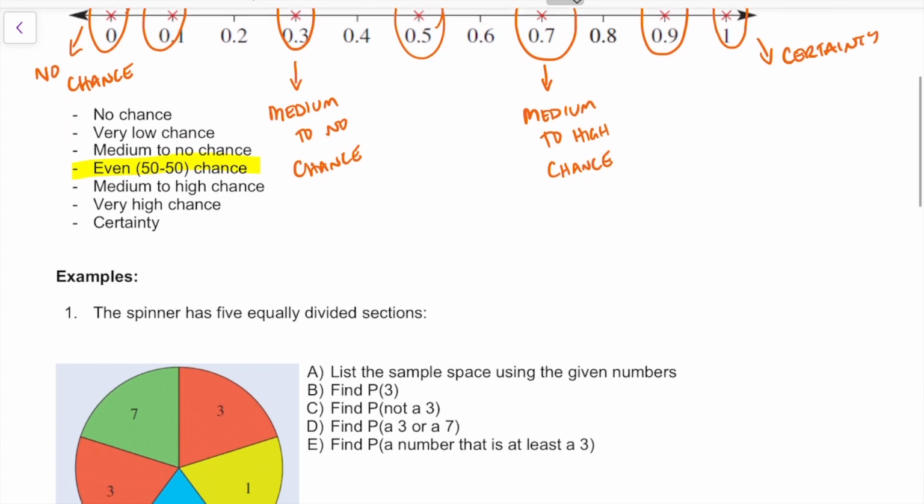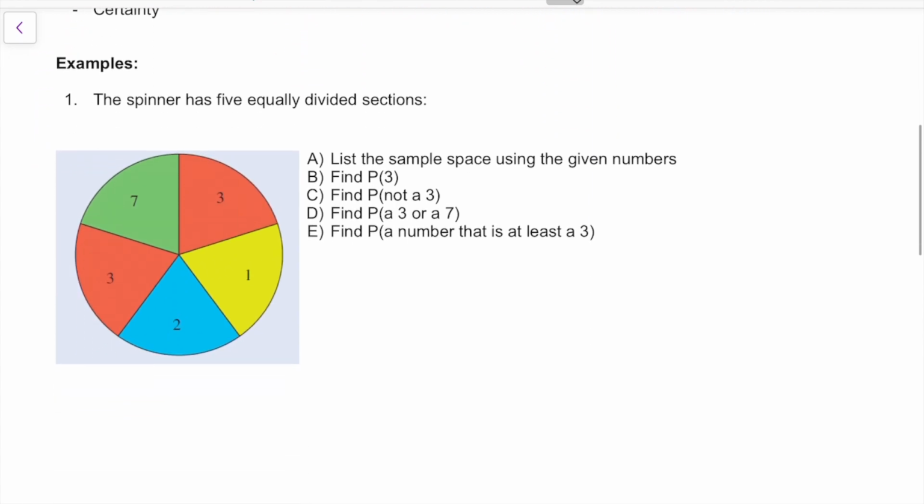If we move along, let's have a look at a bit of an example. So here we have an example. We have a spinner with 5 equally divided sections. We're going to list something called a sample space. So the sample space is all of the possible outcomes.